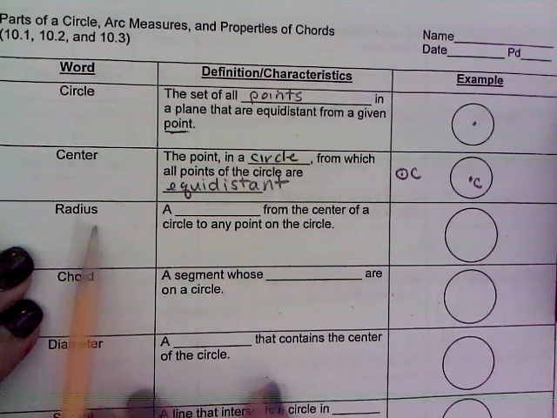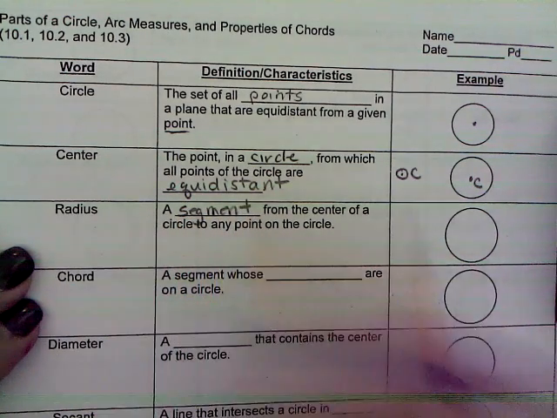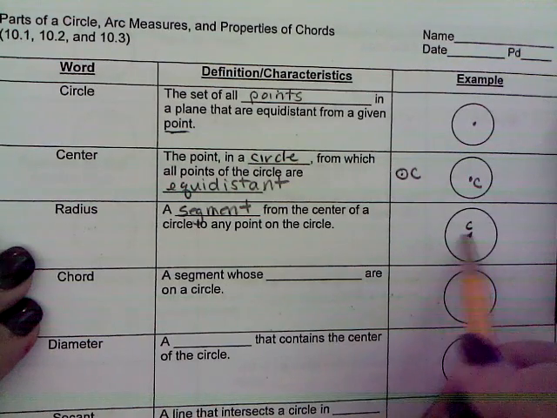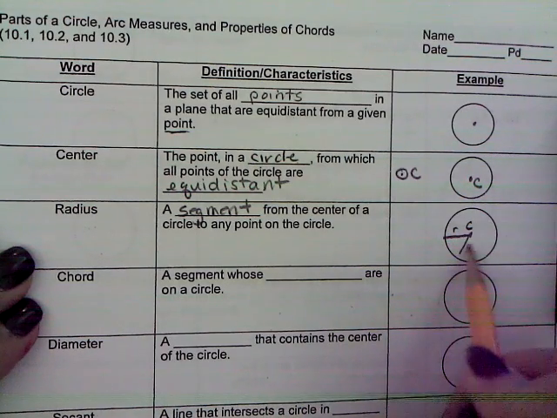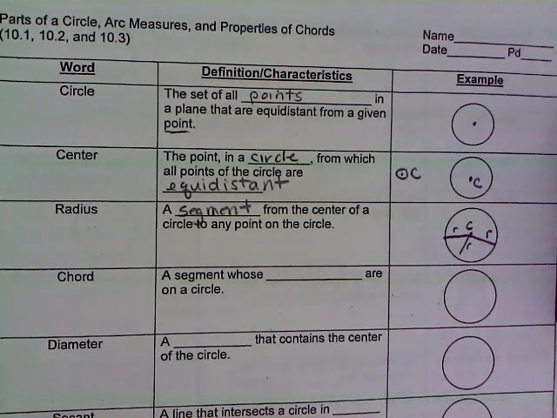The radius is a segment from the center of the circle to any given point on the circle. So here is my center. This is a radius. This is a radius. This is a radius. It has not changed from elementary school. The radius is still half of the circle in distance.